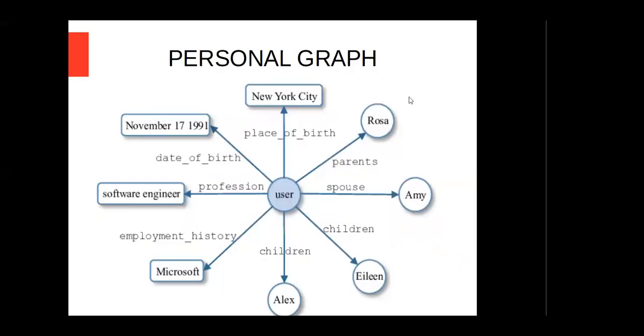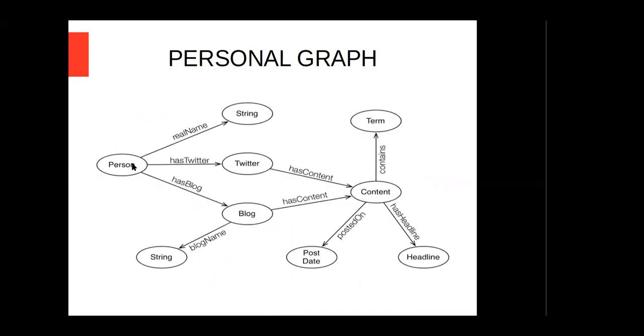Okay, so this is a personal graph. It's very simple. Parents, your spouse, your children, your profession, simple. But it's never this simple because you need more information. But this is just to explain a graph. Your real name, your Twitter, your blog, your content, what's your content about? This is how we create graphs so that we can understand people, understand what they're doing, understand the content they are pushing.